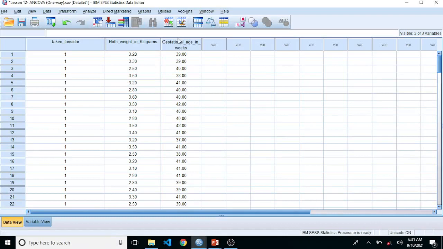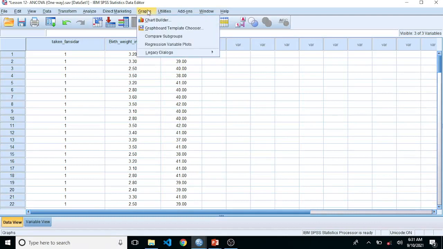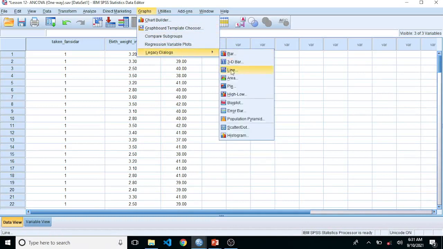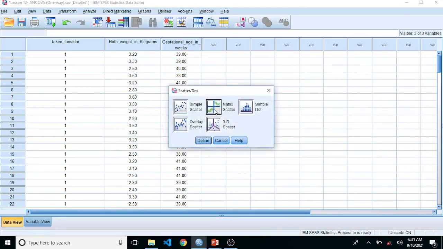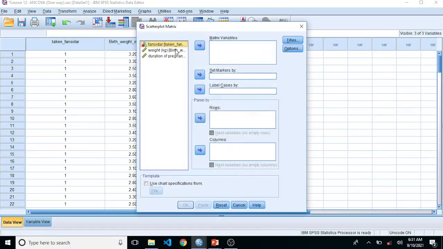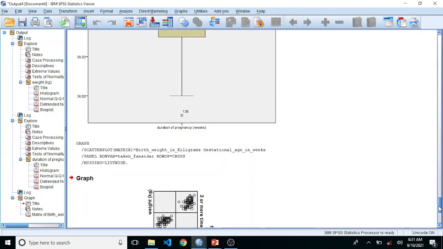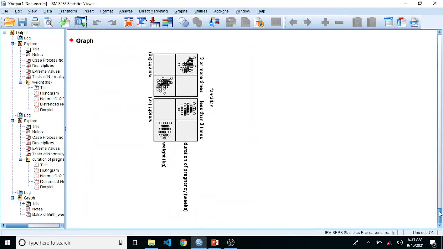So to check for that assumption, we will come to Graphs, Legacy Dialogs, Scatter, Matrix Scatter, Define. We send all the continuous variables to the matrix variables and the fixed variable to the rows. And we click on continue. Here we're interested in the independent variable and the covariate. So we have the independent variable here on the right, and the covariate down here, bottom right.